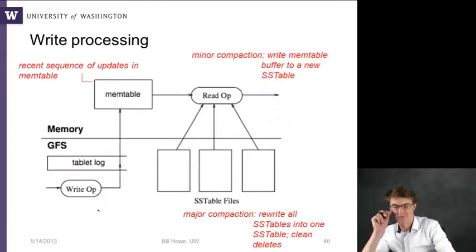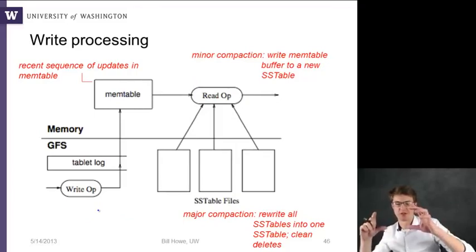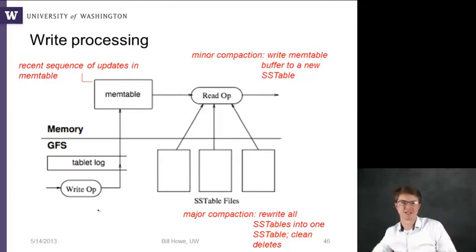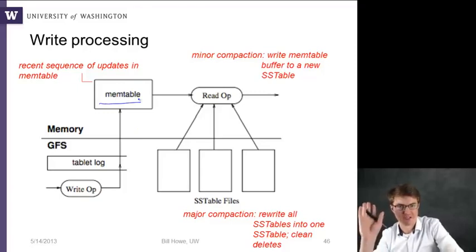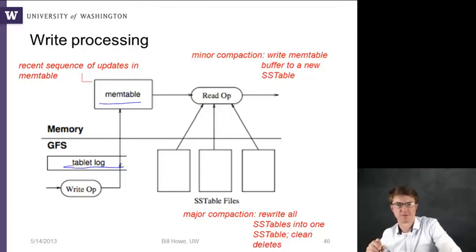Okay, so how are reads and writes handled in this system? Well, there's a table in memory that stores a sequence of updates as they occur. Okay, and a write operation adds a record into the memory resident table, but it's also written to a log for fault tolerance purposes. Okay, so if this server goes down, it reads the tablet log and can reconstruct what's going on.